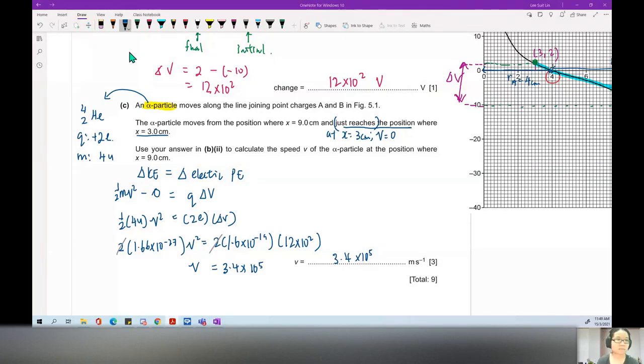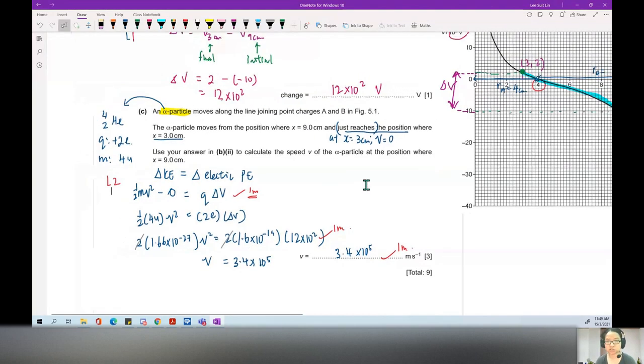Okay? So where is the mark? This kind of 3-mark one is pretty straightforward. Here is 1 mark. Final answer is 1 mark. Correct substitution, this layer is 1 mark. All right? So this is, I don't know, to me this is level 2, but could also be seen as a level 3 question because it depends on whether you're familiar with the calculation or not.